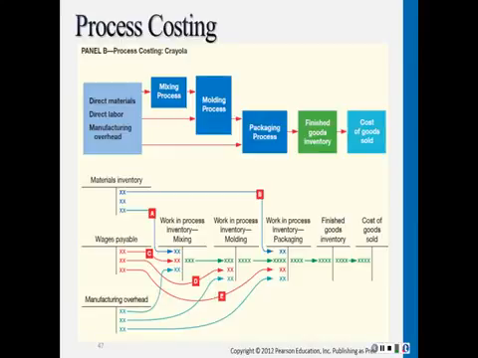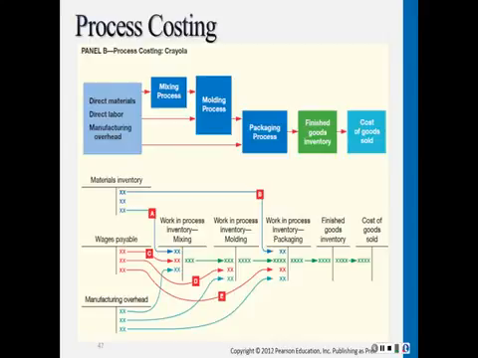Each process, mixing, molding, and packaging, is a separate department, and each department has its own work-in-process inventory account. Direct materials, direct labor, and manufacturing overhead are assigned to work-in-process inventory for each process that uses them. When the mixing department's process is complete, the wax moves out of the mixing department and into the molding department. The mixing department's cost is also transferred out of work-in-process inventory, mixing, into work-in-process inventory, molding.